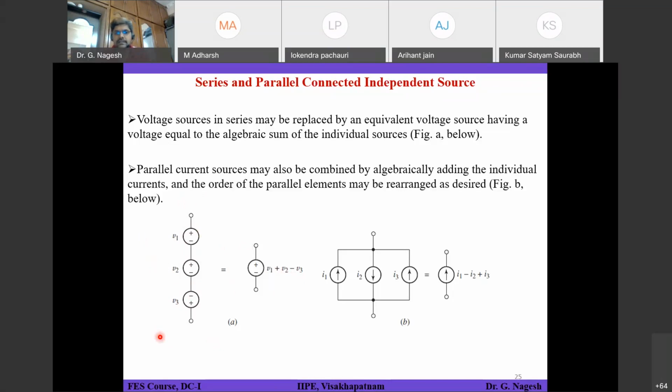These are independent ideal voltage sources, and this is the equivalent of all the 3 voltage sources. Okay, clear.